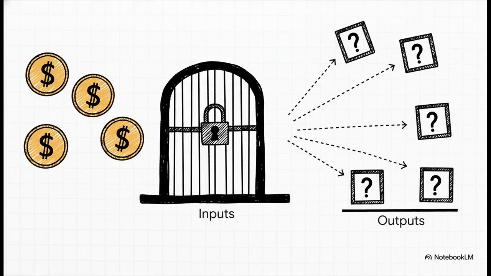Now, SIGHASH NONE, this is where we start getting really creative. You commit to spending your inputs, right? So the amount you're spending is locked. But the outputs, they're completely flexible. Somebody else can come along later and decide who gets paid and how much.